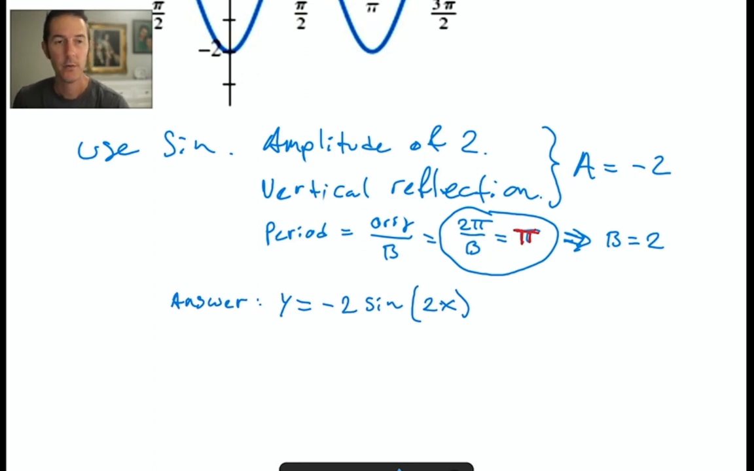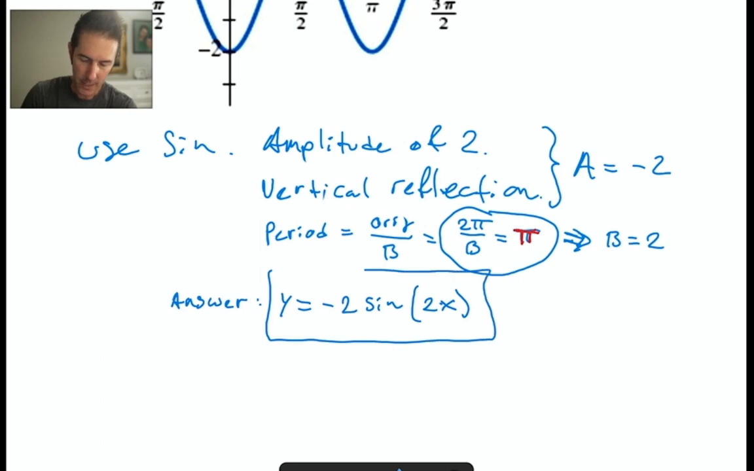Perfect. So that graph was of a function that had been vertically reflected over the x-axis, horizontally shrunk, and vertically stretched. There's a trio of transformations involved in creating the equation for that graph. That came out nicely.